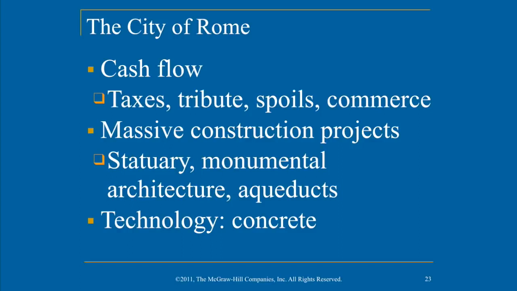Those massive construction projects, they build huge statues. There were hundreds, if not tens of thousands of statues in Rome at any given time. They built monumental architecture like the Colosseum and the Circus Maximus. And most importantly, they built aqueducts that brought fresh, clean water all over the empire. And they were able to do this through this amazing technology called concrete.